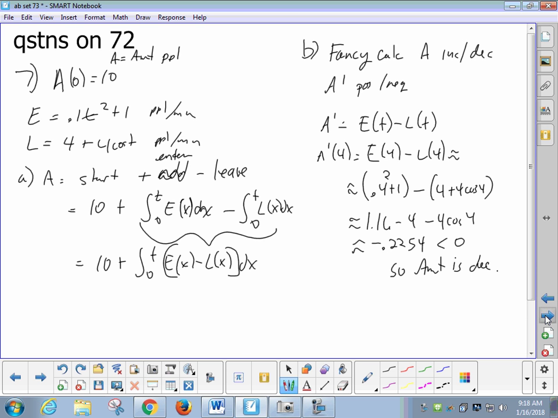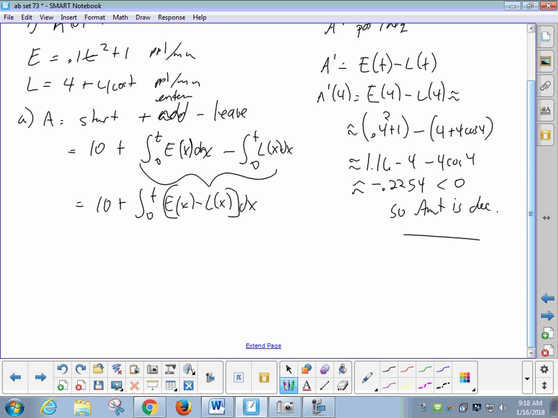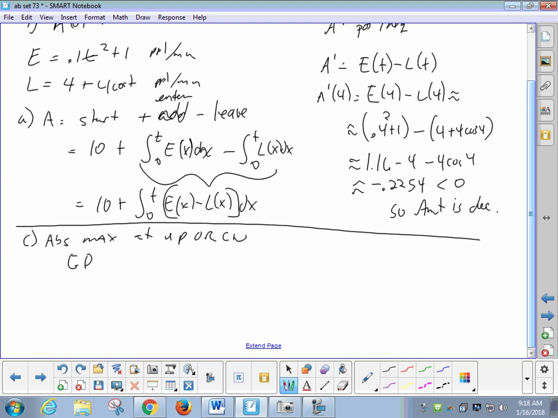All right. Lastly, the max number of people in the store. The absolute max, is that an endpoint or a critical number? The endpoints are most definitely times 0 and 6. The critical numbers are where the rate of change in the amount, which is E minus L, equals 0, which would also imply, where does E equal L? Where do the rates negate each other or come out the same? That is at time equal to, anybody have those intersection points?